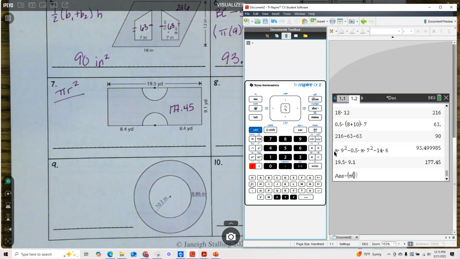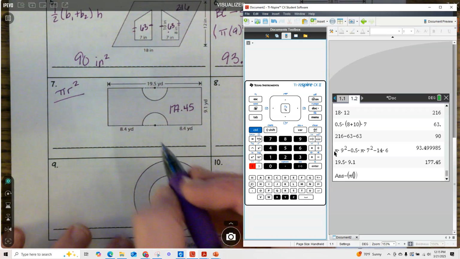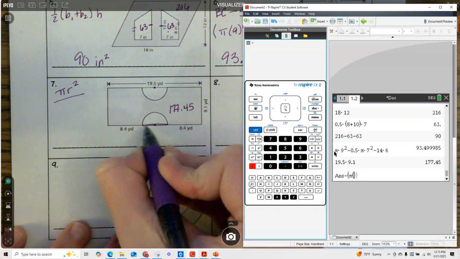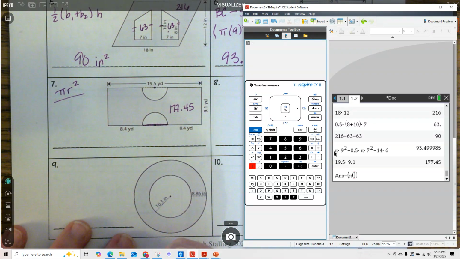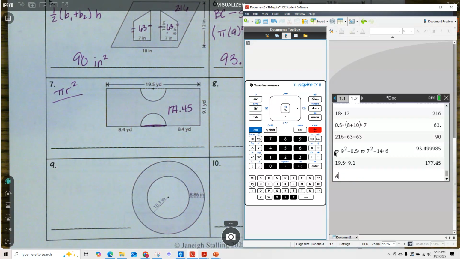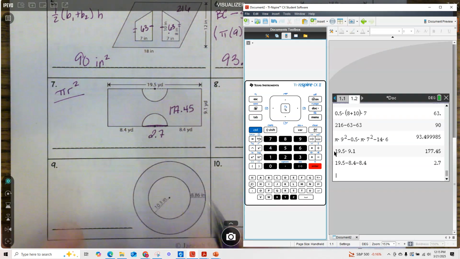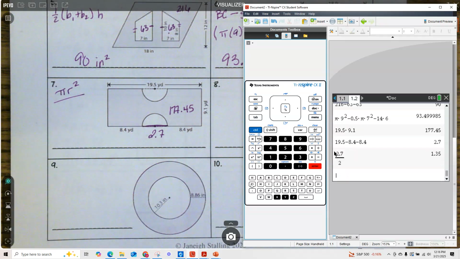Parentheses are your friend. What's the radius? Ew. What's the diameter? How would I find this all the way across? Subtract the 8.4 and the other 8.4 from the 19.5, so that's 2.7. So then if that's the diameter, what's the radius? How do I get the radius from the diameter? 1.35. But how'd you do it? Divide by 2. Okay.